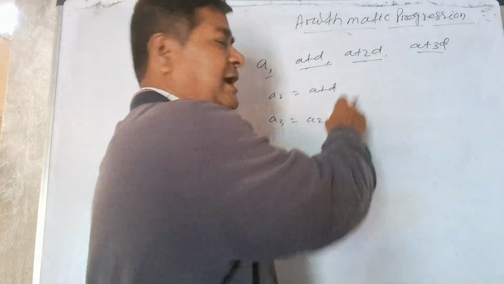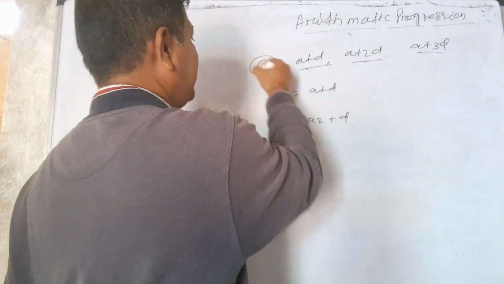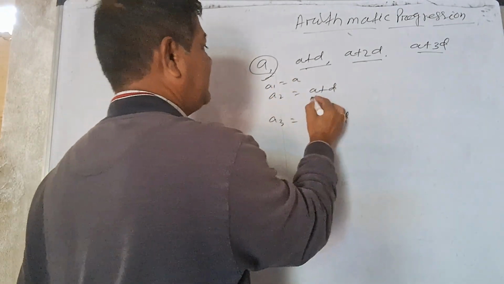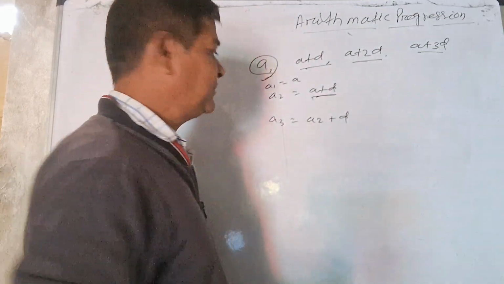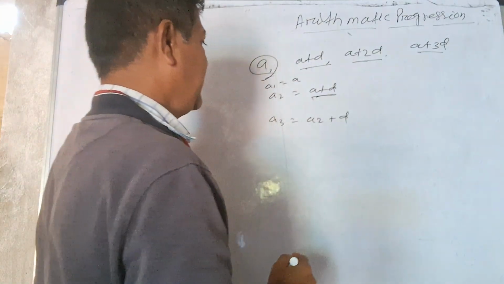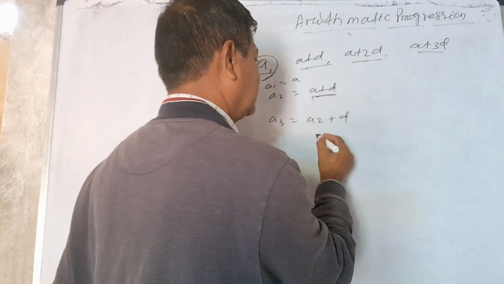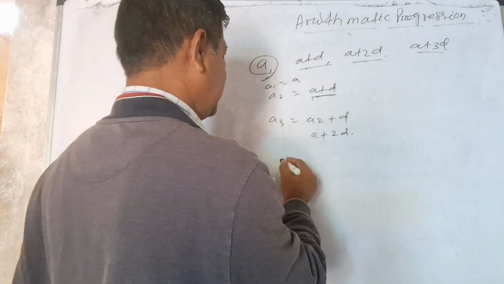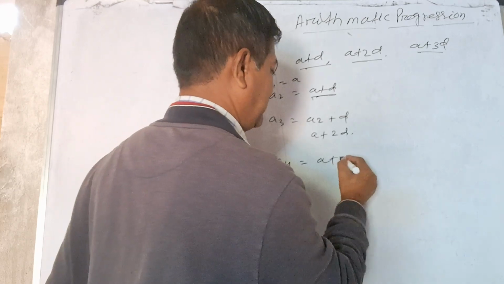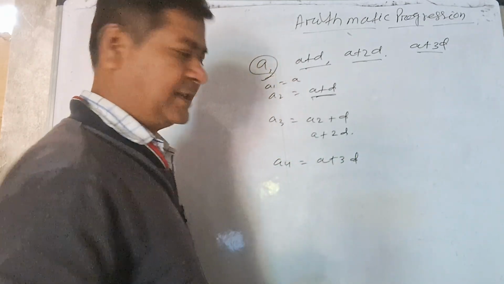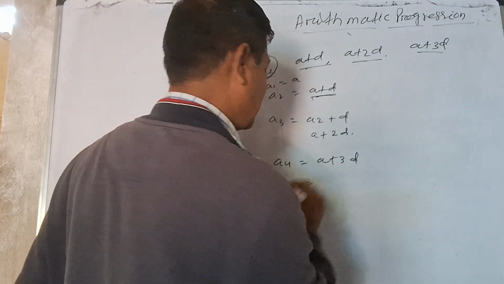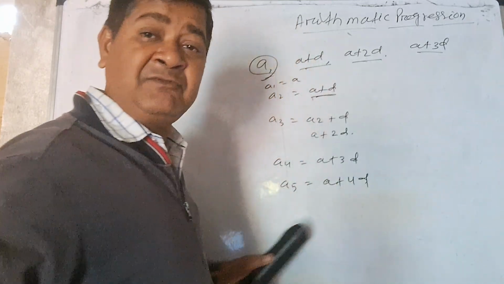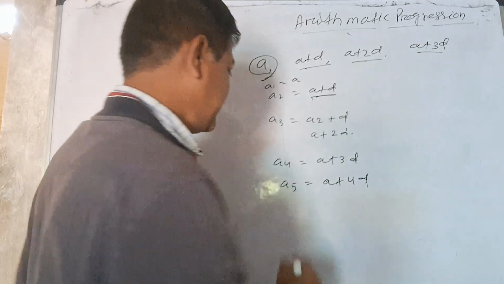If the first term is a, a1 equals a, then a2 equals a plus d, a3 equals a2 plus d, or a plus 2d. Similarly, a4 equals a plus 3d. Fifth term equals a plus 4d. In this way, we will be able to find an.